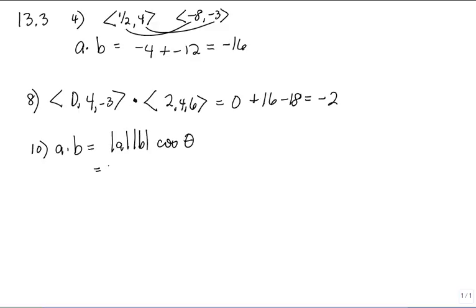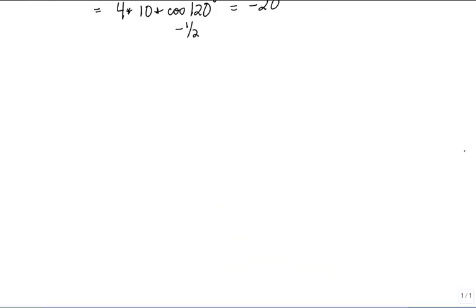So here in number 10, we have 4 times 10 times cosine of 120. Well, cosine of 120 is -1/2, so this is -20. 12. Use the unit vector. So if we do u dot v, the magnitude of u is 1.